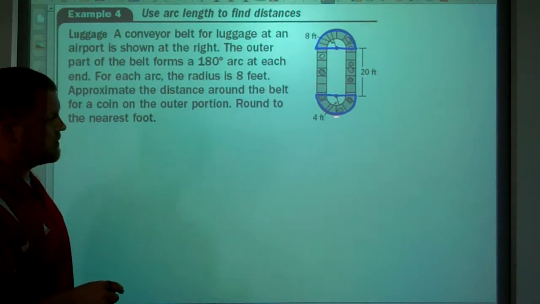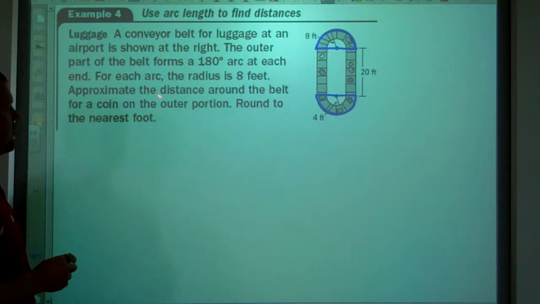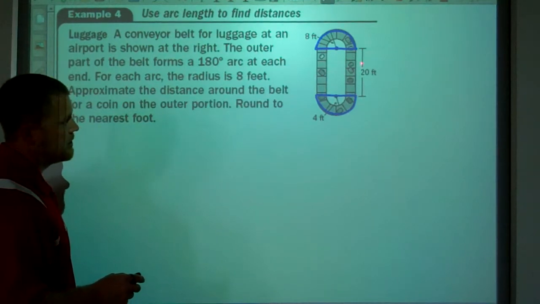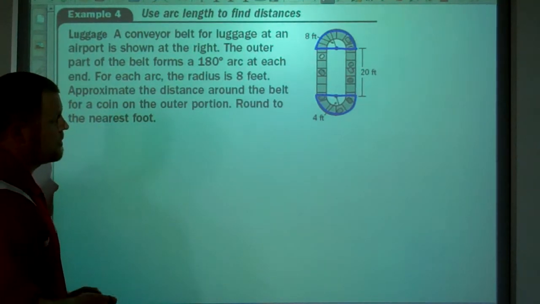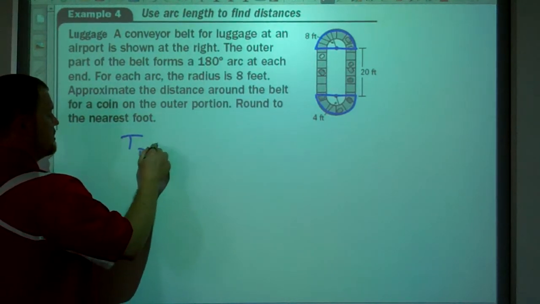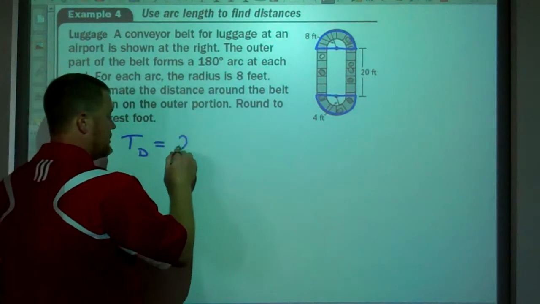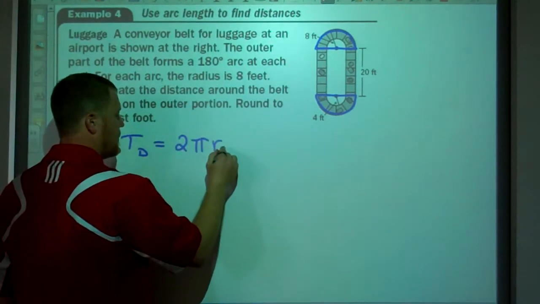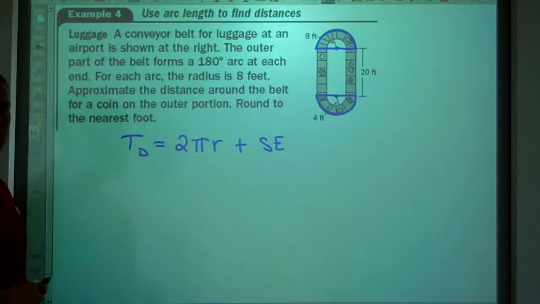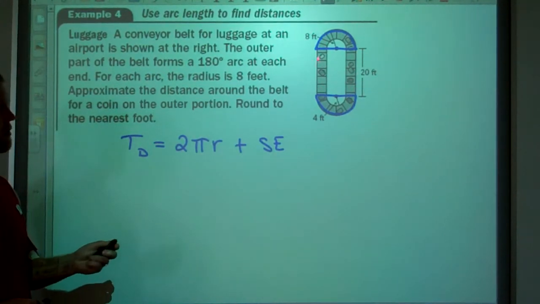So this curved distance here. For example, the radius is 8 feet, and we want the approximate distance around the belt if a coin was going around the outer edge of this thing. So we want to find the distance all the way around there. So let's think about this. That total distance is going to equal the circumference of our circle plus the straight edges, right? The two straight edges. Here's a straight edge, and there's a straight edge.